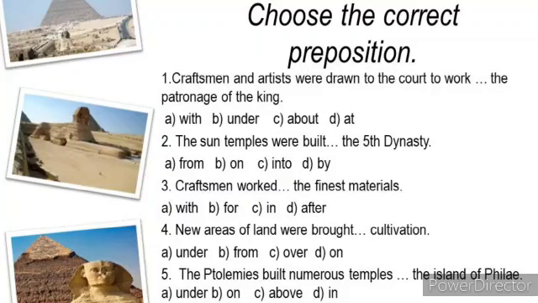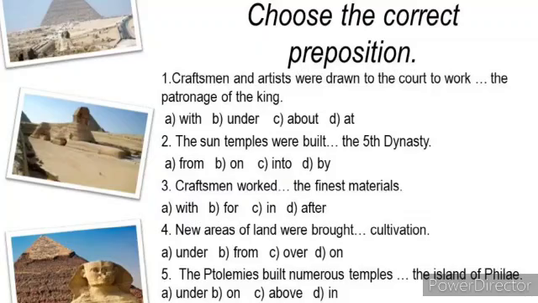Third question, craftsmen worked with the finest materials: with, for, in, after. The fourth sentence, new areas of our land were brought under cultivation: under, from, over, on. And the last sentence, the Ptolemies built numerous temples on the island of Philae: under, on, above, in.